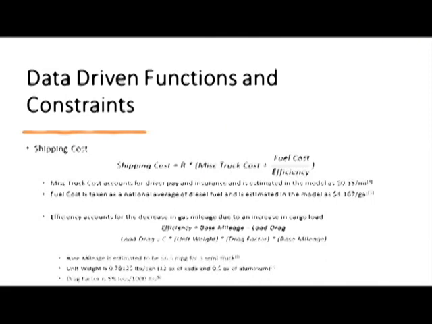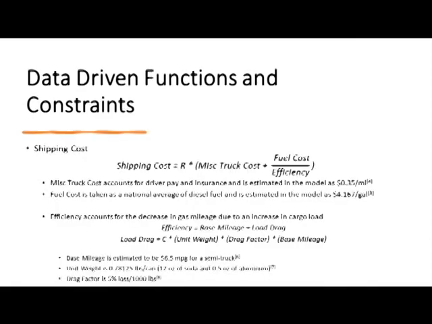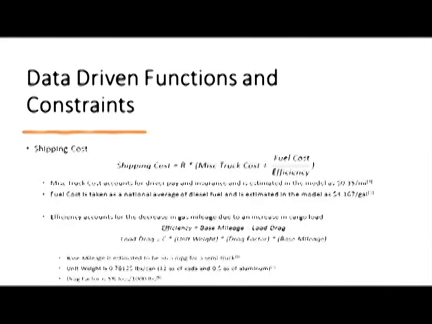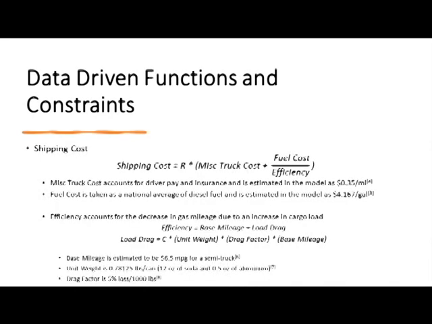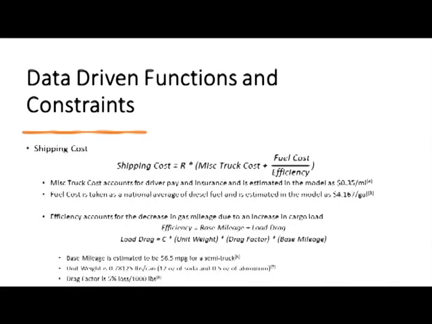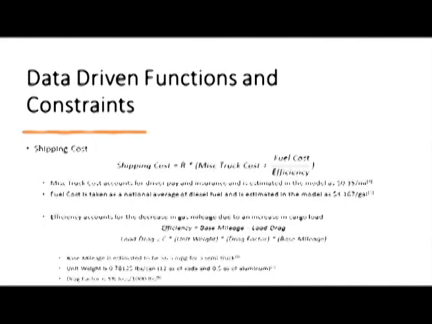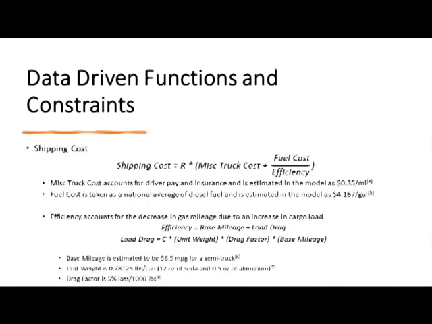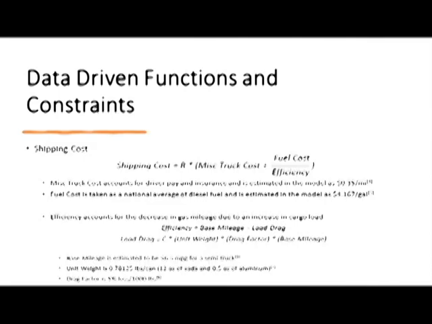To model the shipping cost, we use the function as seen that uses the variables miscellaneous truck cost, fuel cost, and efficiency. Miscellaneous truck cost accounts for things like driver pay and insurance, and that's estimated at 35 cents per mile. The fuel cost is taken as the national average of diesel fuel costs and is estimated at approximately $4.17 per gallon. The efficiency factor accounts for the decrease in gas mileage due to an increase in cargo load in the truck. So that's defined as the base mileage, or 6.5 miles per gallon, minus a load drag. And the load drag is the number of cans sold times the unit weight times the drag factor times the base mileage, with those definitions seen below.